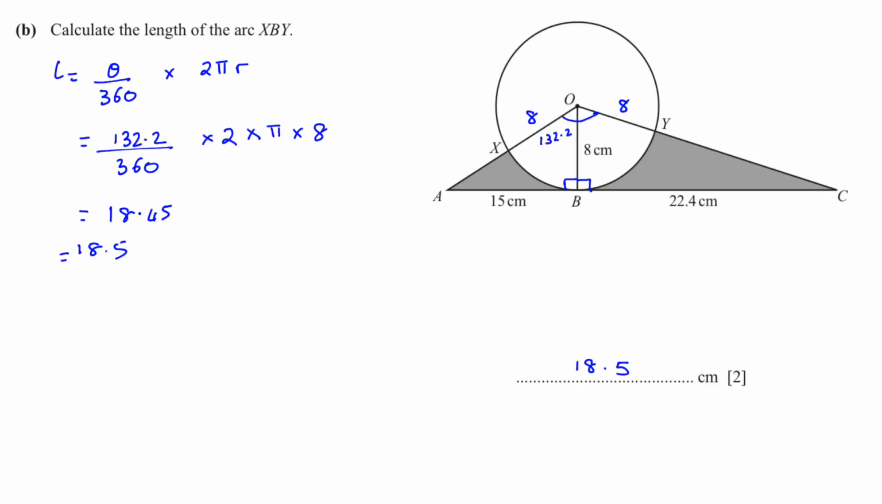Please learn the formula to find the arc length, theta over 360 multiplied by 2 pi r. To find the area of the sector, we use the same thing, theta over 360, but instead of 2 pi r, we put pi r square.